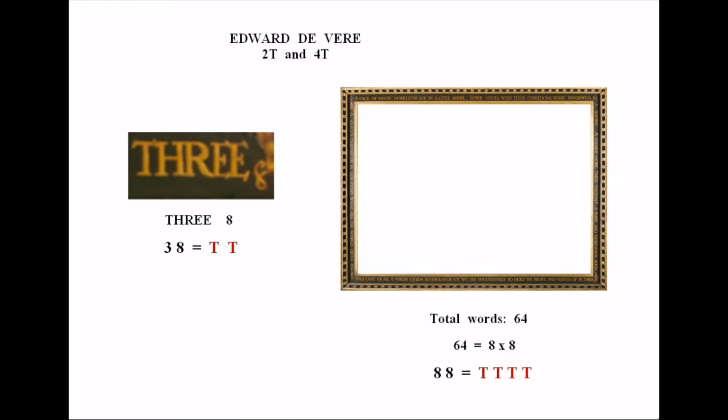The last word of the poem is the word 3, followed by what looks like an 8. Using simple gematria, 2 T's equal 38. The poem is composed of 64 words. 64 is the product of 8 times 8. With the repeated count, 8-8 equals 4 T's.